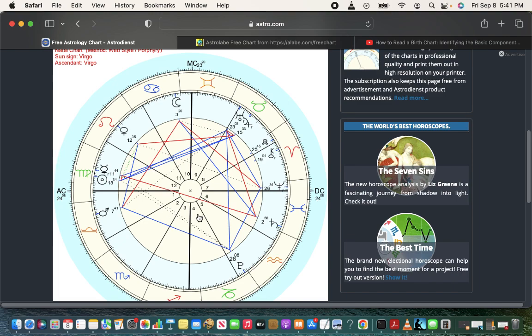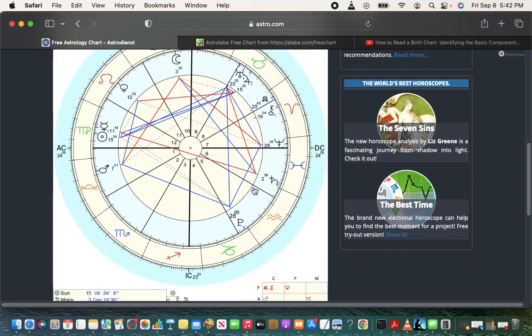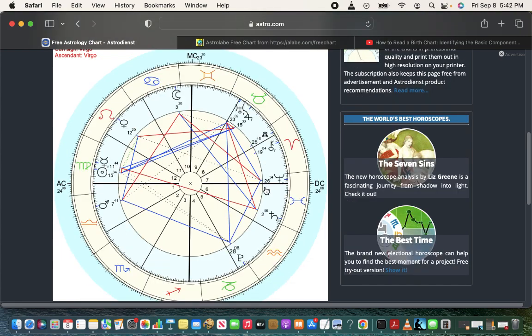So here we have an opposition between Saturn and Mercury. Saturn at 2 degrees, Mercury at 11 degrees. It's close enough to a 180 degree aspect, which is the opposition. Now there are other aspects that I'm not going to explain in this video, but just explaining the basics, they are marked by these blue and red lines.